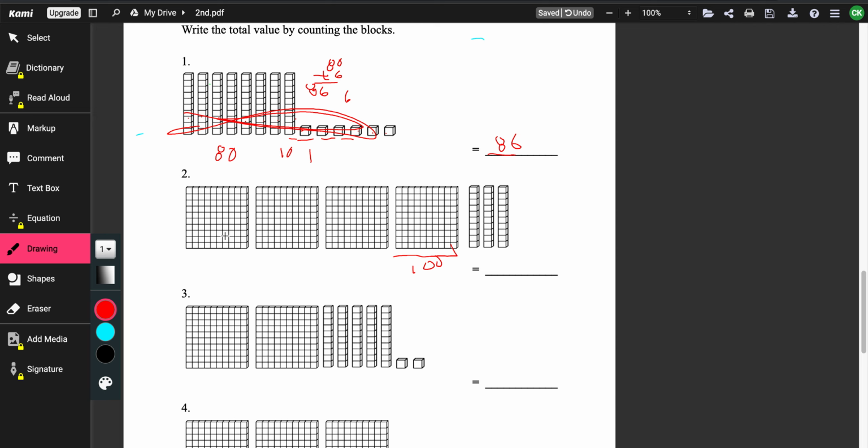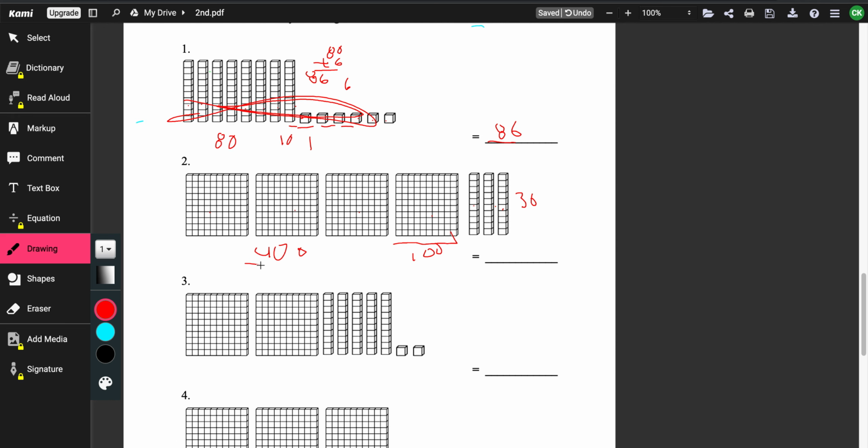Okay, let's take a look at number 2. I said that these big ones are hundreds, right? So there are 1, 2, 3, 4. There are 4 of these big blocks, meaning that is 400. And again, I said that these small ones are tens, so we would count 1, 2, 3. There are 3 tens, meaning that this is 30. But we're gonna have to combine these. So we do 400 plus 30, which would give us 430 as our answer.